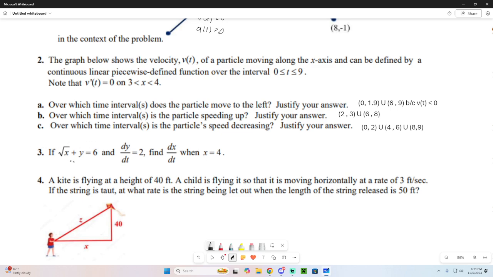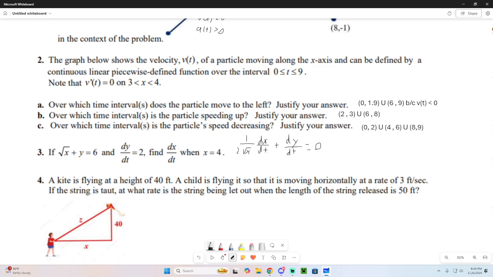So first we're going to differentiate this with respect to time. The derivative of square root of x is 1 over 2 root x, but since we're differentiating with respect to time, we have to multiply by the derivative of x, which is dx over dt. The derivative of y is dy dt, so plus dy over dt. And then 6, the derivative of 6 is just 0.